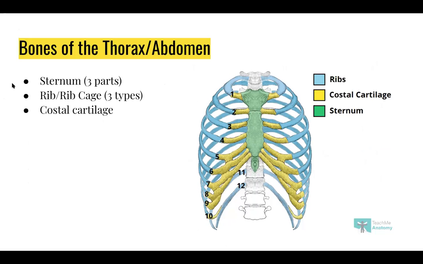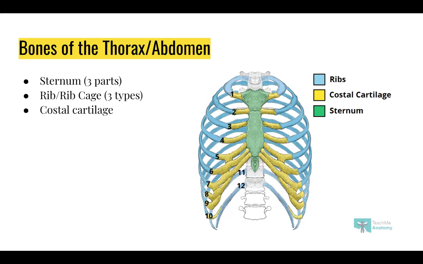So for the bones of the thorax, there's parts of the rib cage, the ribs, and then the sternum. The sternum is made up of 3 parts. It has the manubrium, which is the top of the sternum. It's between ribs 1 and 2, and it's the green. And then the middle part of the sternum is the body, and the lower part is the xiphoid process.